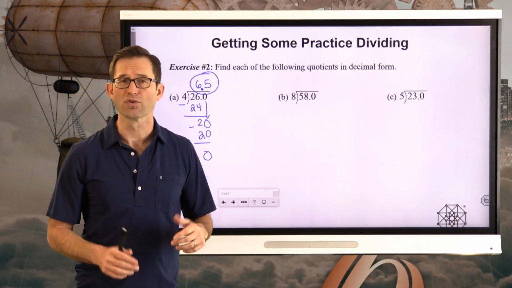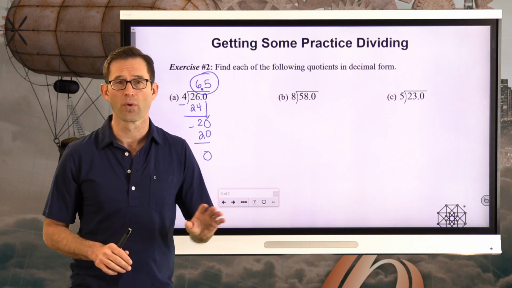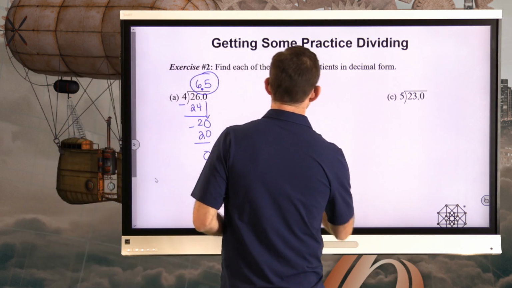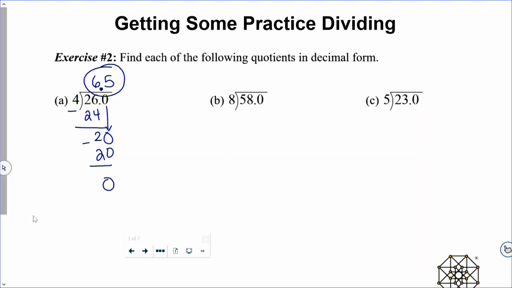Let's do letter B together. It's really important that we do some of these together before we have you do one on your own. 58 divided by 8. All right, 8 goes into 58 7 times, right? 7 times 8 is 56. We're going to subtract. We'll get 2. We drop the 0. And we get 20. 8 goes into 20, not an even number of times, right? So in fact, we're going to get 2 there, 16, subtract, and we get 4.